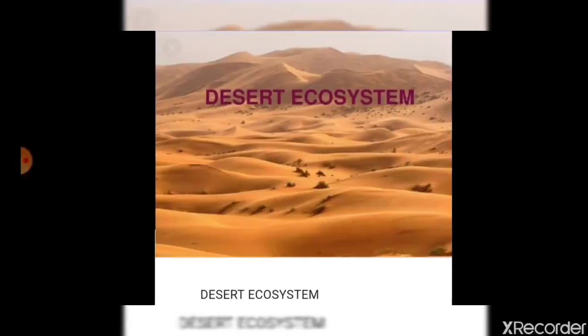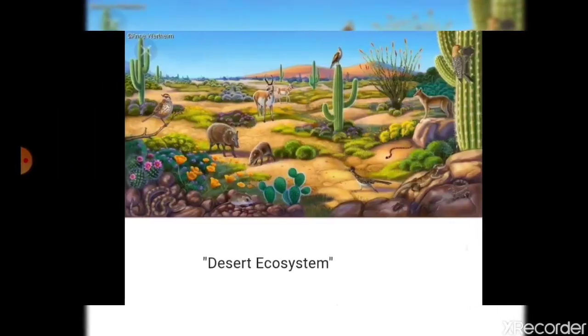Now the next is desert ecosystem. Since deserts are arid regions, they receive scanty or no rainfall. There is scarce vegetation in these areas. Cacti, few grasses, camels and desert snakes and rats are main types of flora and fauna found here. They have adapted to survive in the harsh conditions of the desert.